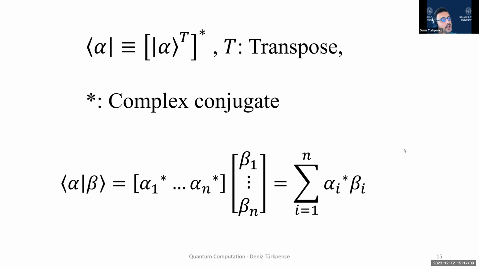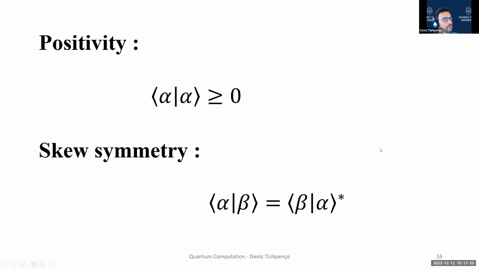Therefore, here is our inner product result. If you multiply the two vectors, we will obtain a summation, but this summation is again a complex number, okay? So this row vector multiplied by this column vector is equal to a complex number. So inner products have some properties.